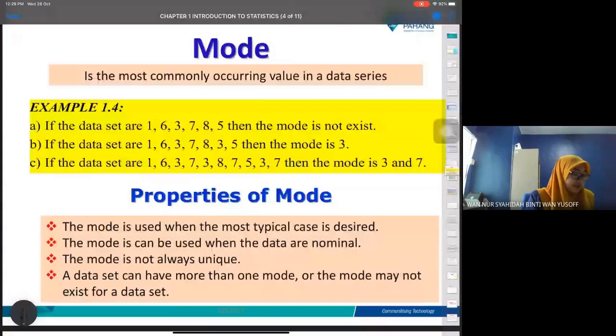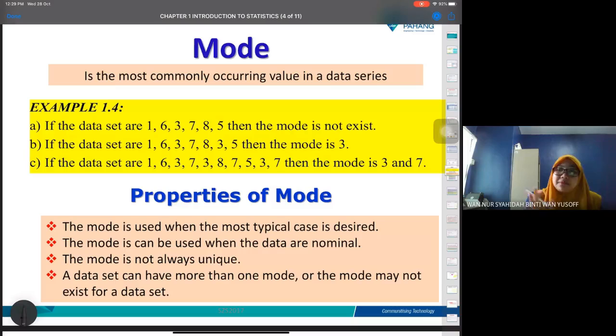Okay, so then we have mode. Mode is the most commonly occurring value in the data series. There is no formula for the mode. We just identify by ourselves which one is the most occurring value in the data series.